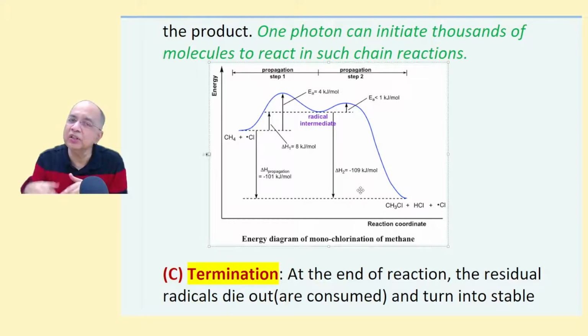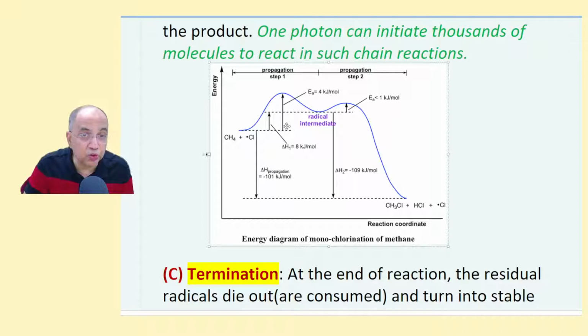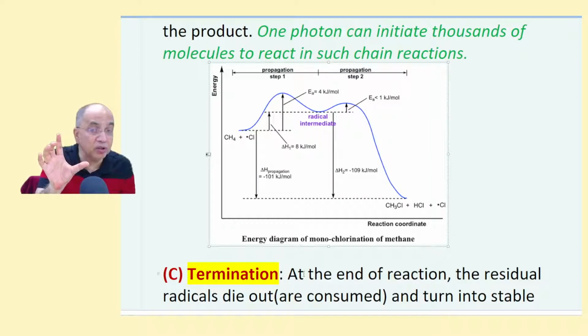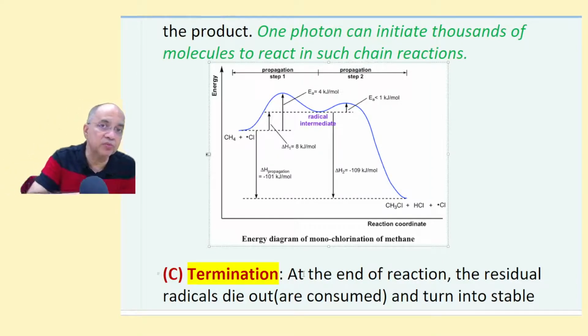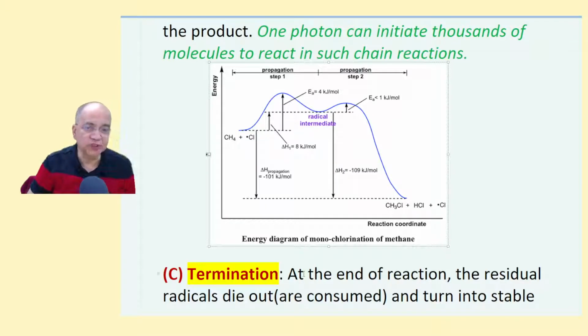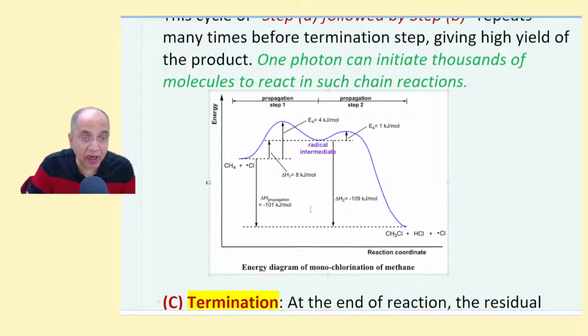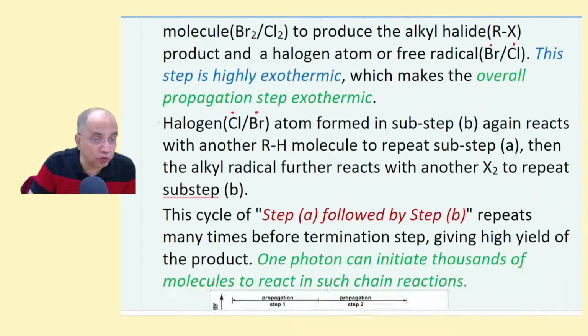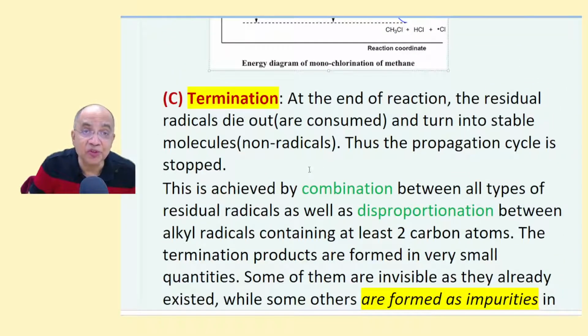But iodination is the opposite. In fluorination, chlorination and bromination, the net process, the sum of these two, is negative, minus 109. This is larger than this, but iodination is the opposite. That is why iodination is not possible. Not only is delta H positive, but delta G also becomes positive. Therefore, after propagation is over, comes step 3.